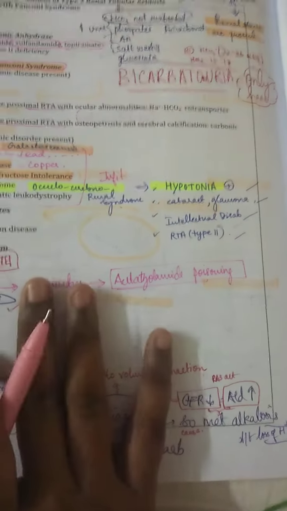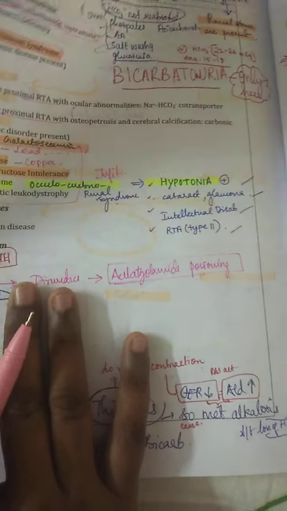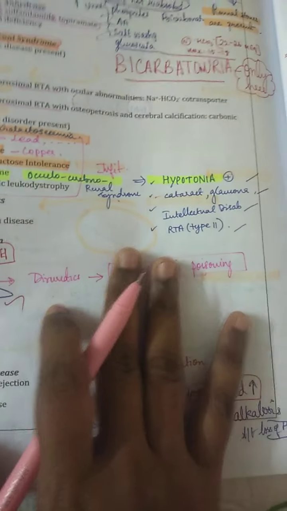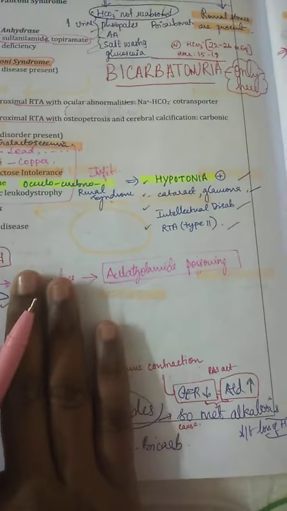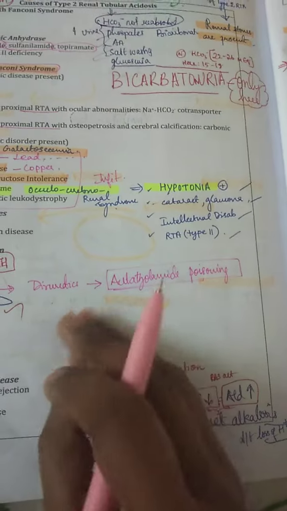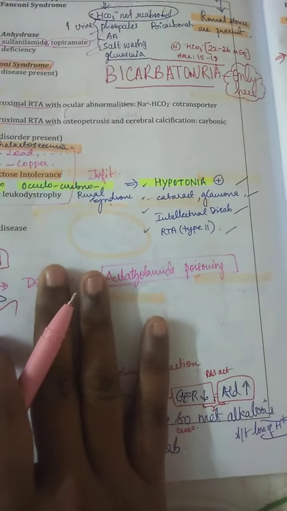Now one thing you have to remember is that RAS activation does not have anything to do with hypertension. So you don't have to think about it; aldosterone has nothing to do with hypertension. Aldosterone is basically sodium and water reabsorption and potassium and hydrogen ion excretion. So that is RTA.